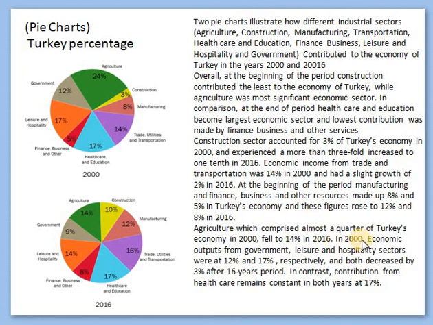In 2000, economic input from the government and leisure and hospitality sectors were 12% and 17%. So from the government it was 12%, and from leisure it was 17%. Both decreased by 3% after the 16-year period. So from 12% it goes to 9%, and the other one from 17% goes to 14%. Instead of saying 14% and 9%, I use the phrase decreased by 3%.